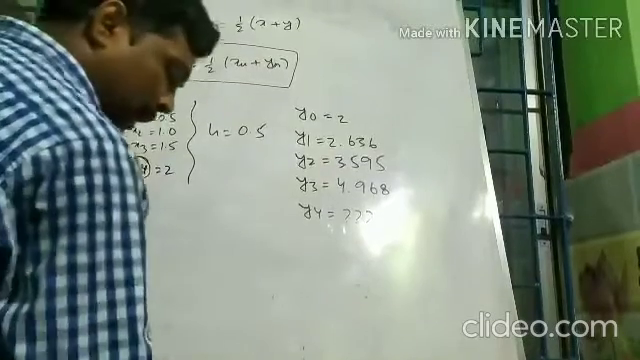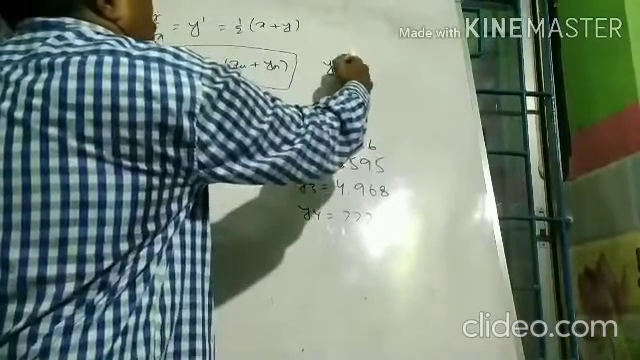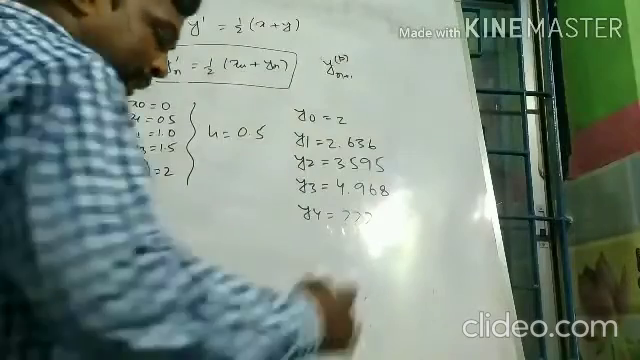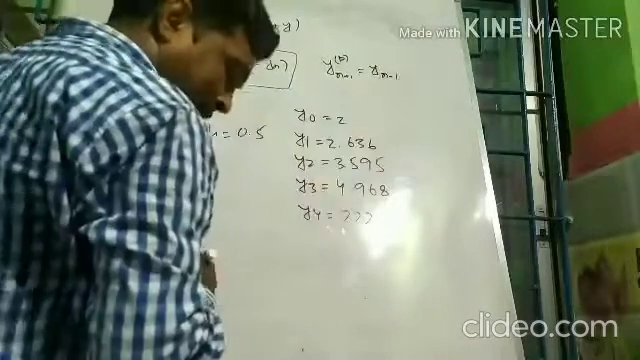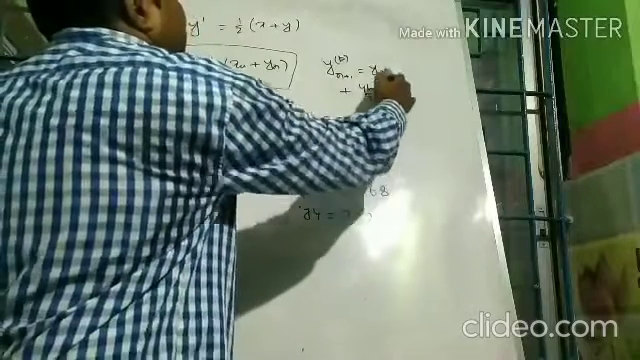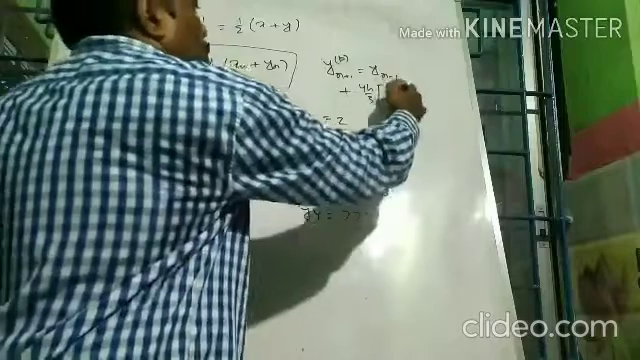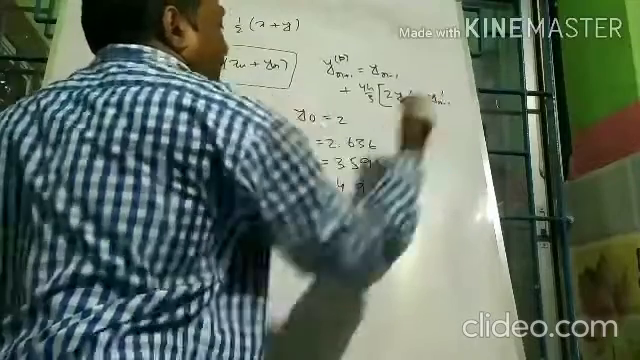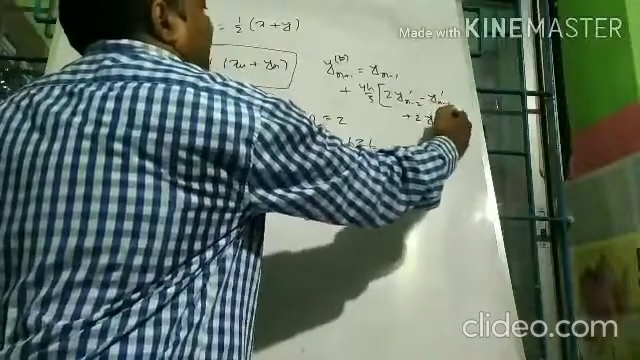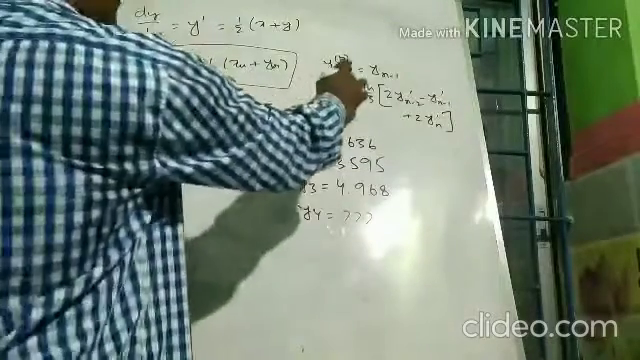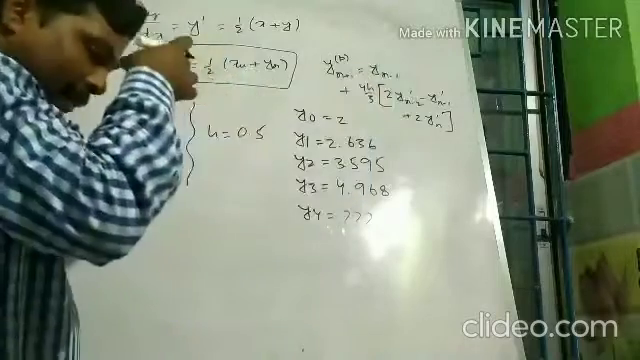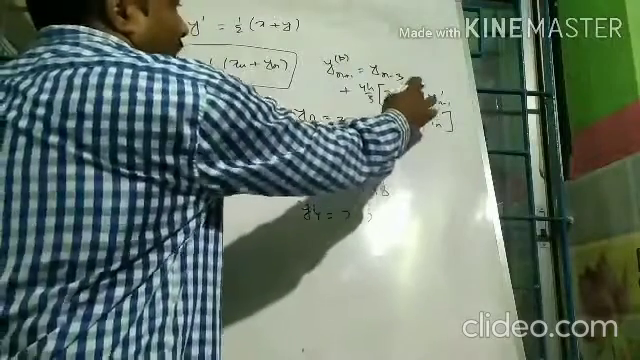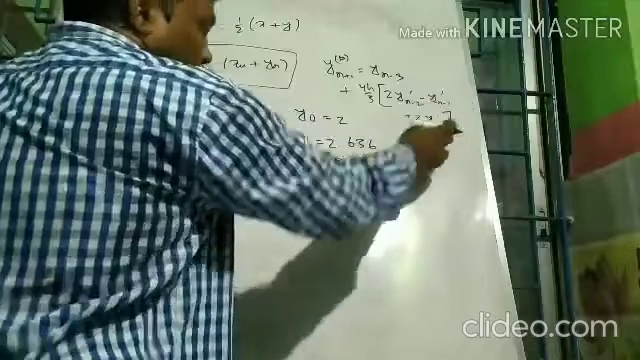Now Milne's predictor formula is, the predicted value of y at the point xn plus 1: yn plus 1 p equals yn minus 3, sorry, plus 4h by 3 times 2y n minus 2 prime minus y n minus 1 prime plus 2y n prime.